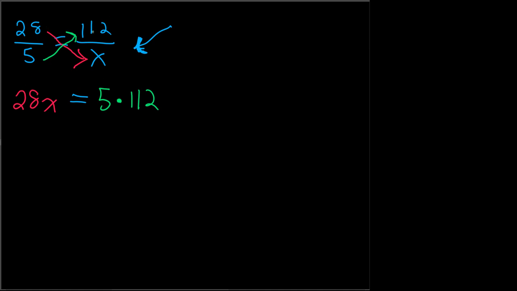And so we have this cross pattern. From there, we solve for x. We're going to divide both sides by 28. Whatever I do to one side, I do to the other. And I have x equals 5 times 112 over 28. At this point, my calculator can help me go through all this. Let me grab my calculator over here. So 5 times 112 divided by 28 is 20.